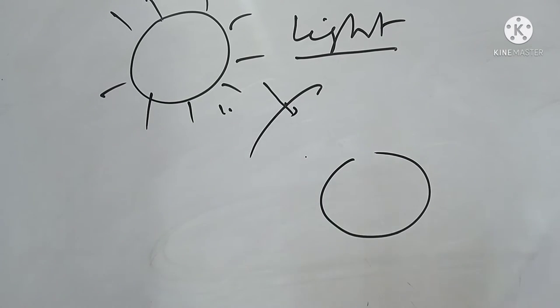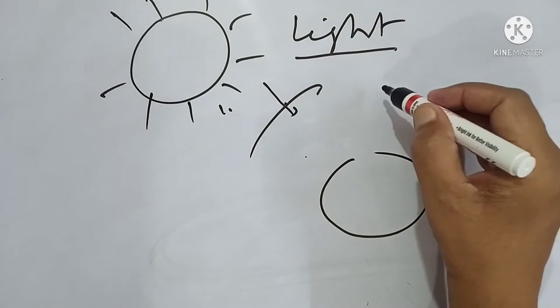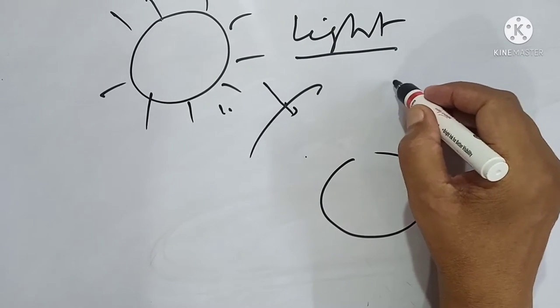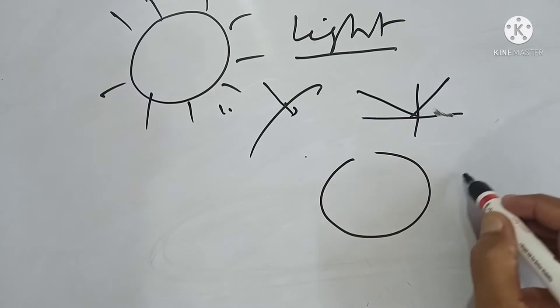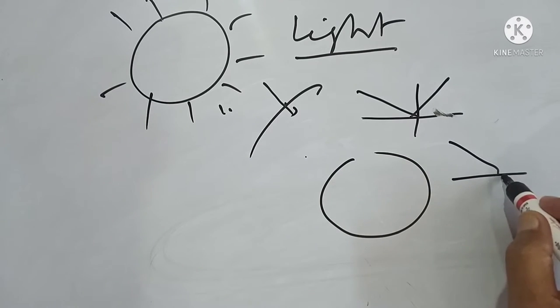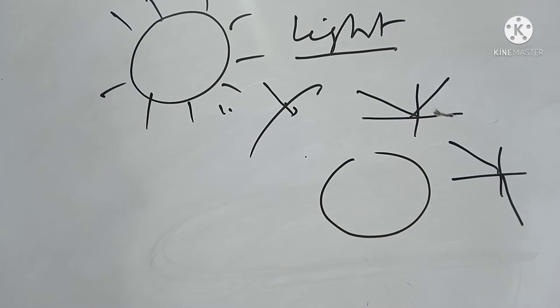And therefore, light shows two kinds of properties. One is reflection, the other is refraction, and then deviation. We first take up reflection. We have certain laws of reflection.